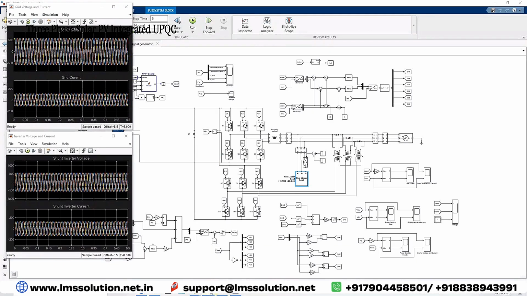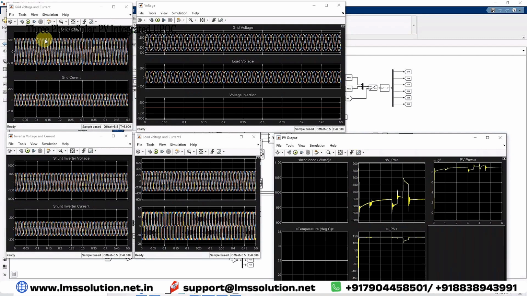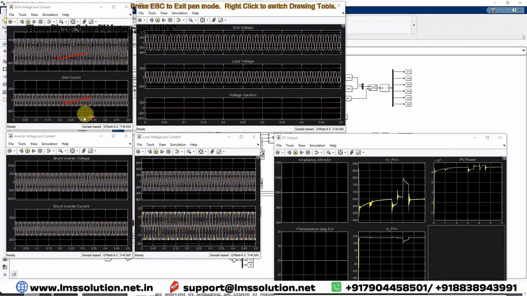Next, you have to check the response of the system. Here we measure different details. This is known as grid voltage and grid current. This one is grid voltage and grid current. This is the shunt voltage source converter voltage and current. And then this is known as load voltage and current. And this is grid voltage. This is load voltage, and then the voltage injected by the series voltage source converter. So this is irradiation, temperature, and then the voltage across the PV panel and the current from that PV panel. And this is the power of the PV panel.